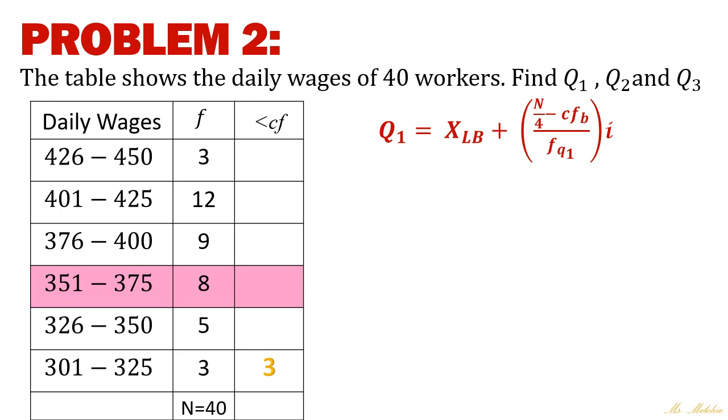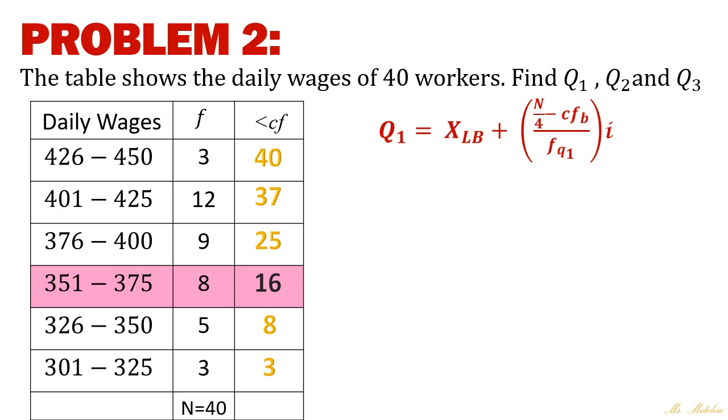Next to that, 3 plus 5, we would have 8. 8 plus 8, 16. Then 16 plus 9, 25. 25 plus 12, 37. And lastly, plus 3, 40. So 40 is equal to the n that we have here, so that means we got the correct cumulative frequency. But of course, you need to double check. Sometimes we overlook some of the data.